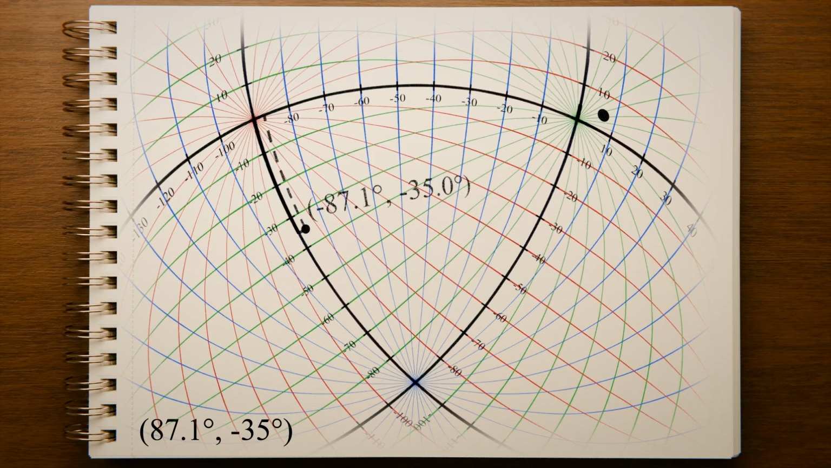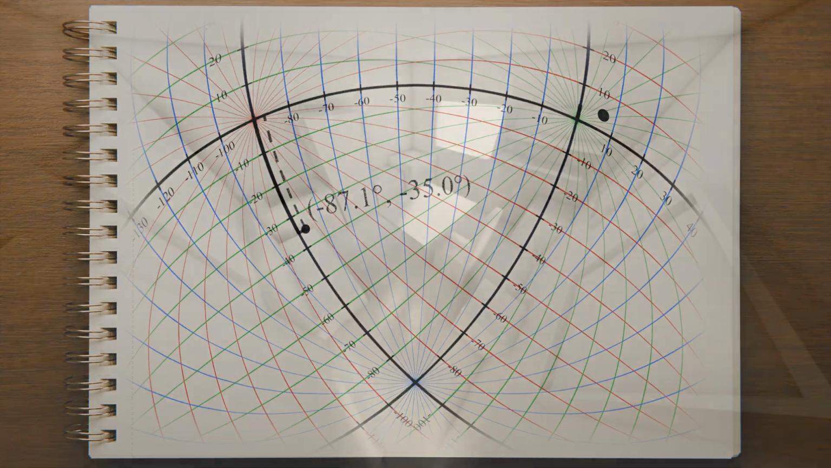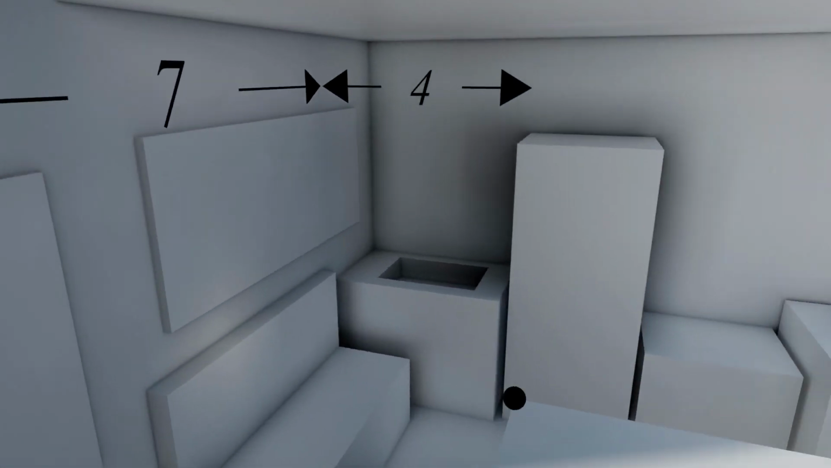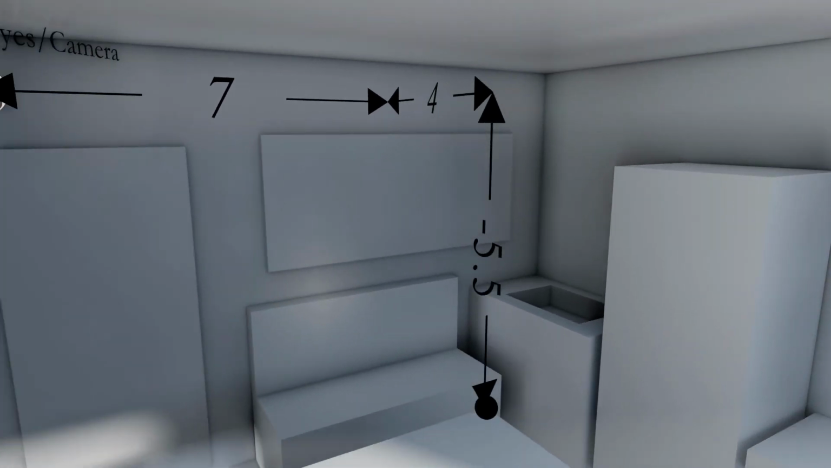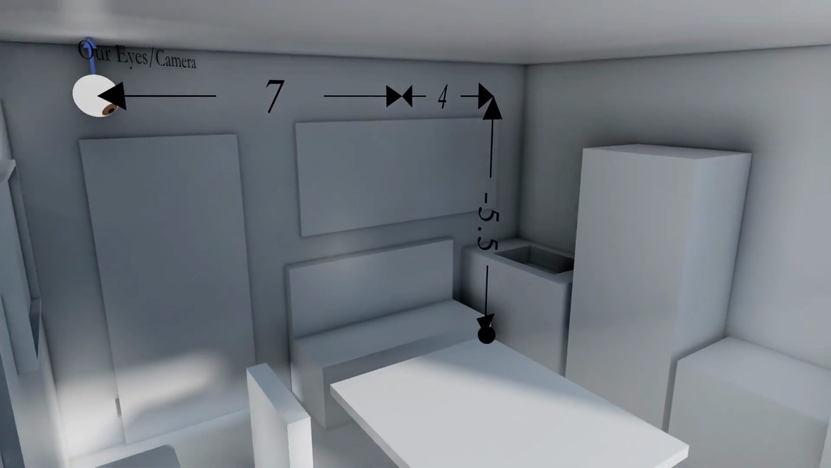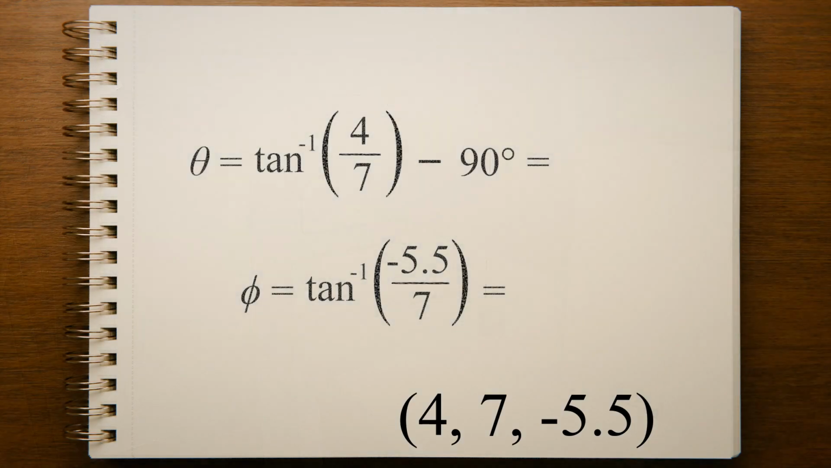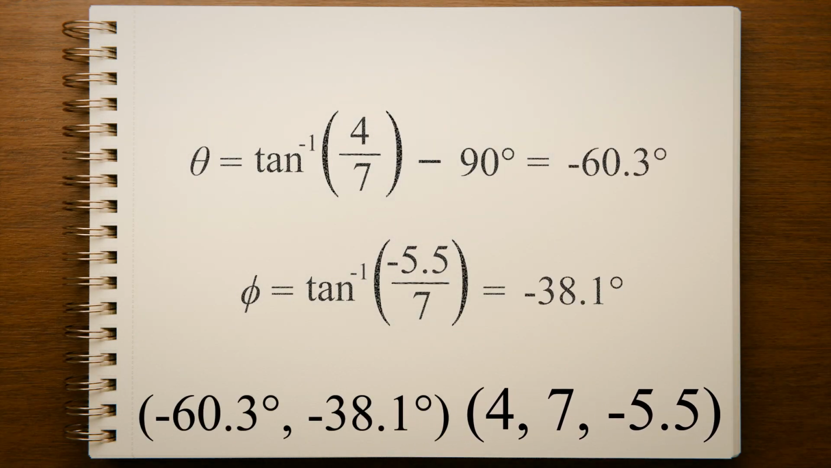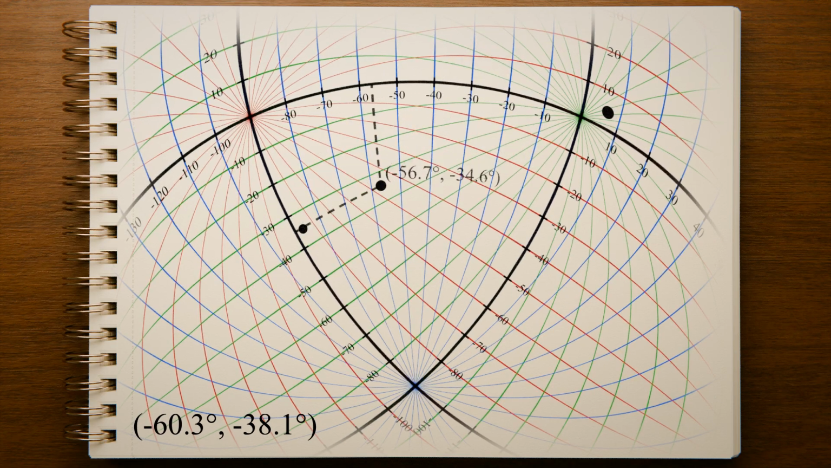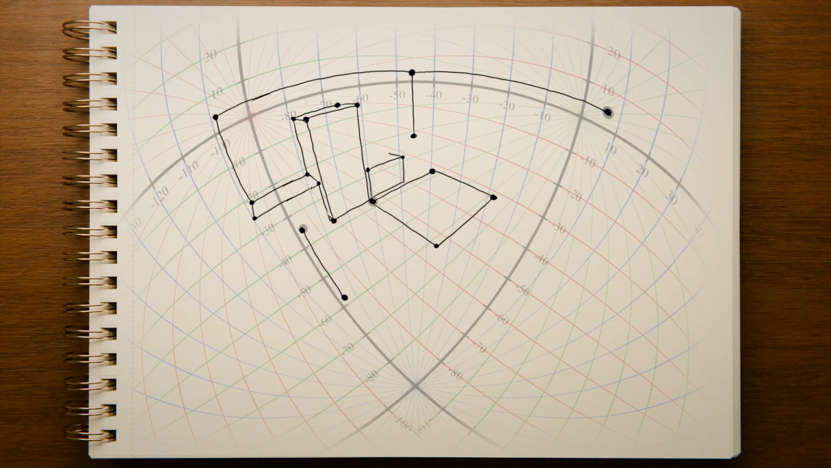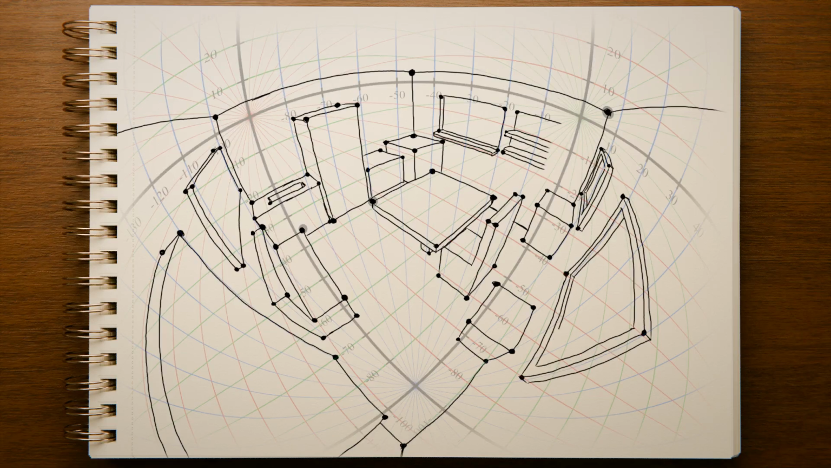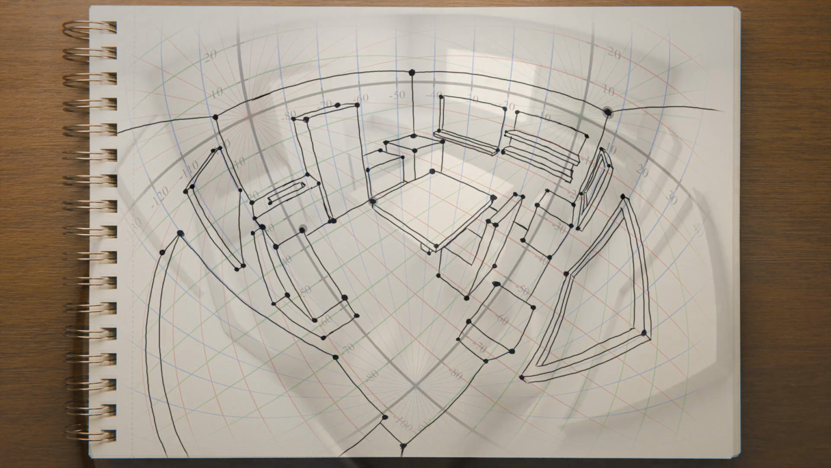Let's do one last point together. Let's keep using the psi axis too. This point looks like it's 7 feet forward, 4 feet to the right, and 5.5 feet below our eye level. So let's take this point and calculate our angles, which gives us negative 60.3, negative 38.1. And we can put this point on our page right here. And once again, for your drawing, you can keep projecting as many points as you'd like. And there we go. There's the complete drawing.